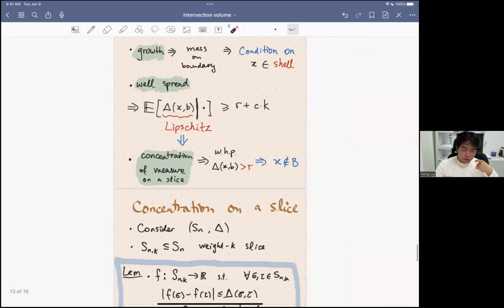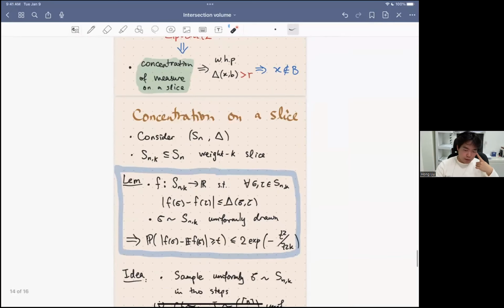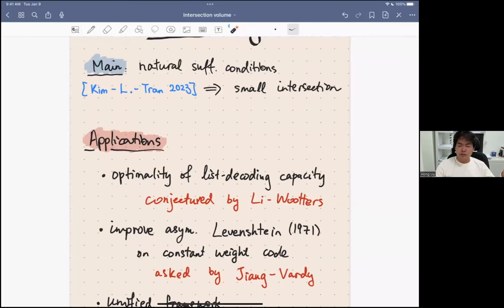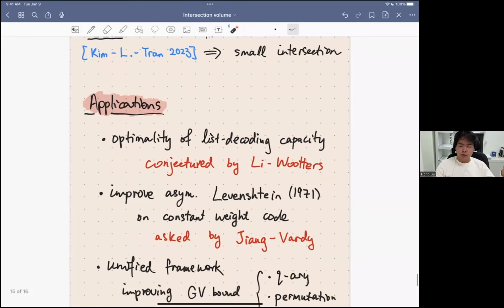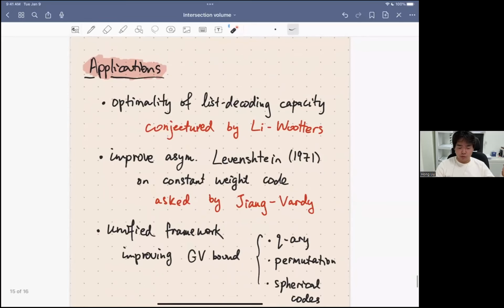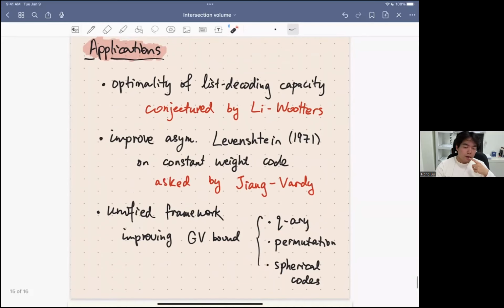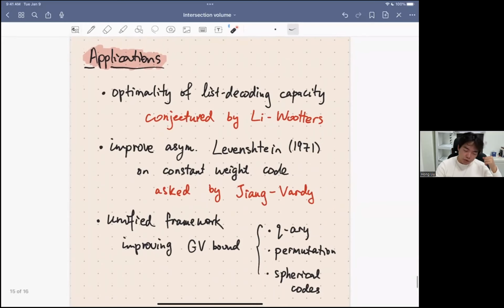One of the motivations for proving such results is to provide a unifying framework to control such intersection volume, so that we can improve these various Gilbert-Varshamov type bounds in different settings. We looked at the binary setting, but there is also the quinary setting and the permutation setting that I just mentioned. Also, it sometimes works in the continuous setting. That's one application.